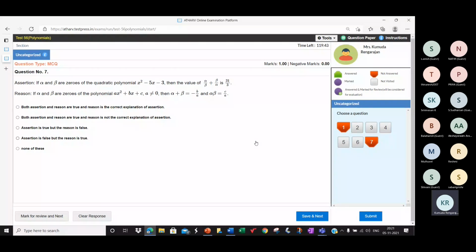Yes, children, please try this. If alpha and beta are the zeros of the quadratic polynomial x squared minus 5x minus 3, then find the value of alpha by beta plus beta by alpha. It is equal to 31 by 3.